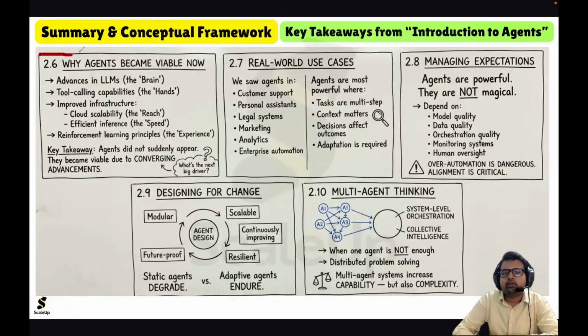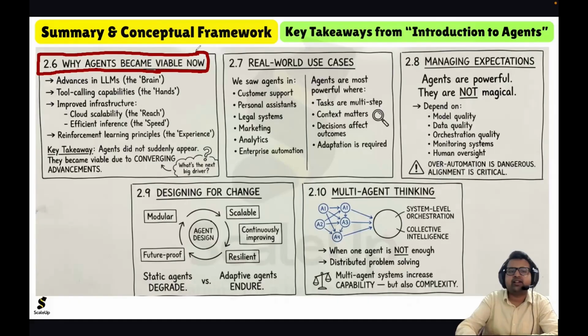Then in module 1, we looked into why agents became viable now. Because the concept of agents was very old. Like in the 1980s also we had the concept of intelligent agents, but at that time they were not feasible. But now agents are viable. Why is it so? Because of advances in large language models, which act like the brain of the agent. Now we have large language models which can understand natural language, which can reason, which can plan, which can generate structured outputs.